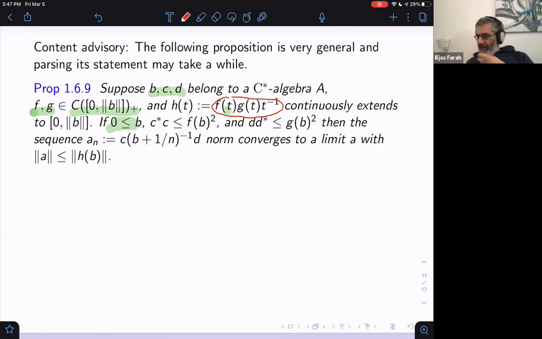Now here are the key assumptions. C star C is less or equal than F of B squared, and D star is less or equal than G of B squared. Then this sequence A_N, which is formed as C times (B plus 1 over N) inverse D, converges in norm to a limit A, and that limit has the property that the norm of A is less or equal than the norm of H of B.